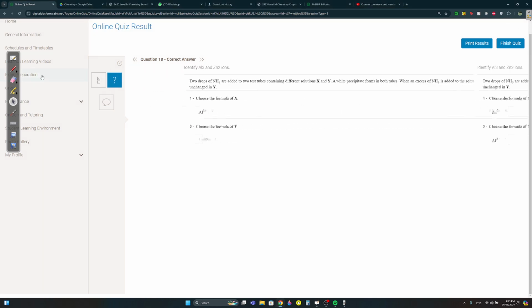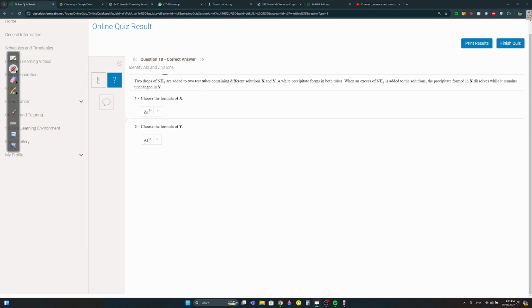18. Two drops of ammonia, NH3, are added to test tubes X and Y. A white precipitate forms in both tubes. When excess ammonia is added, the precipitate in X dissolves, while in Y it doesn't. What is the only one that dissolves in excess NH3? It's zinc. I'm tired of writing this table all the time. Calzone. And I'll just write insoluble, no reaction, soluble, insoluble, soluble, soluble, for NaOH and NH3.